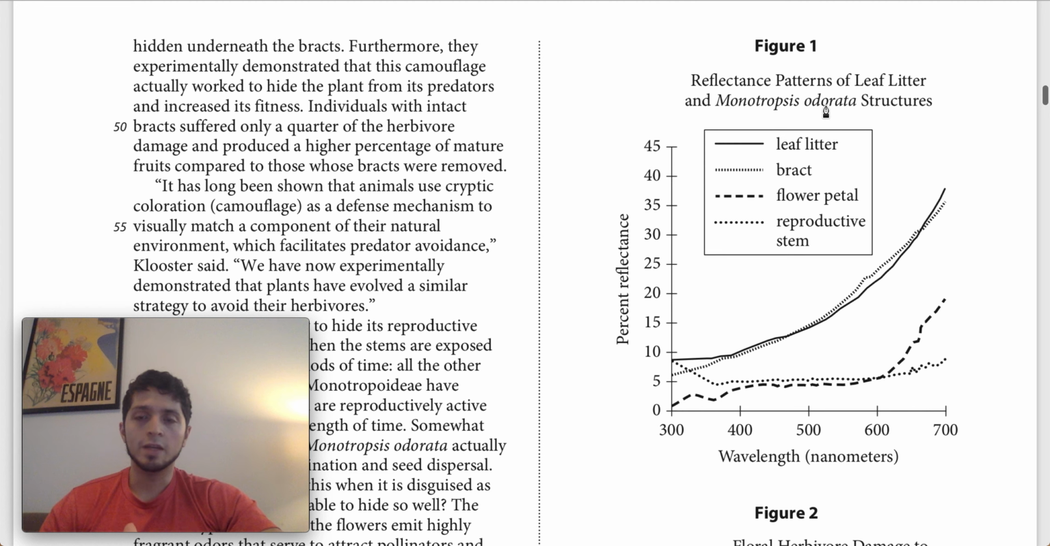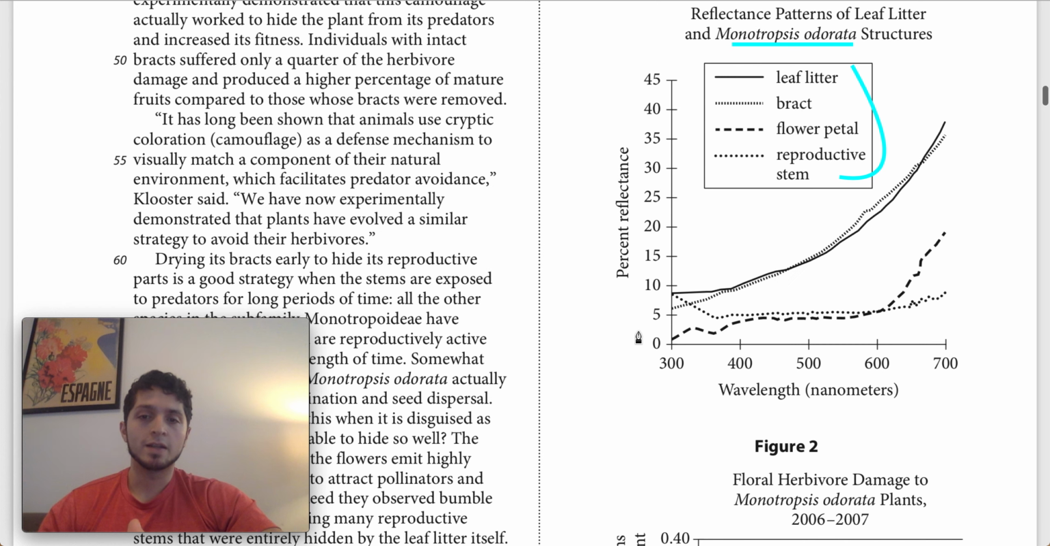So first thing we need to do is notice that we have 4 things that are being measured here, right? So these are 4 things from the Monotropsis odorata. We're measuring the leaf litter, which is the surrounding environment. We're measuring the bract, which is that outer leaf that's serving as the camouflage. We're measuring the flower petal, which is the flowers, and the reproductive stem, which is the stem of the plant. Then we have on the y-axis here, percent reflectance from 0 to 45%. And then here we have wavelengths from 300 to 700 nanometers.